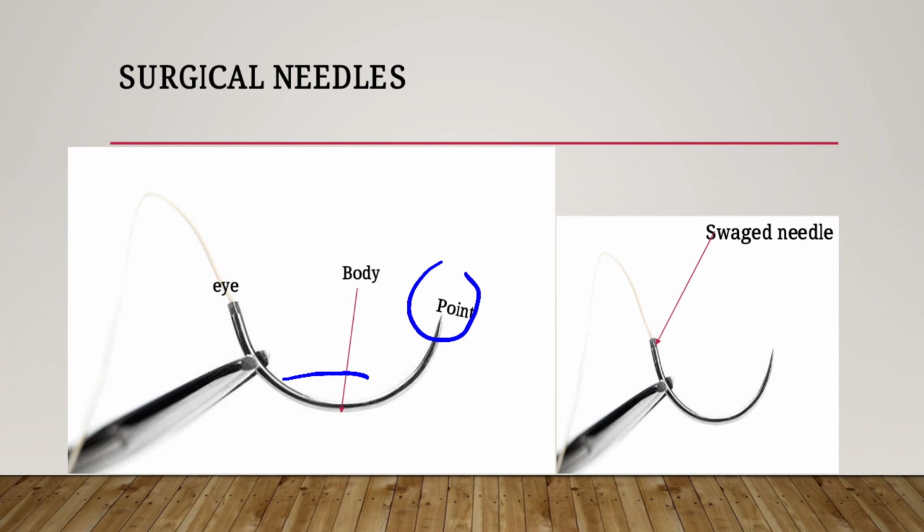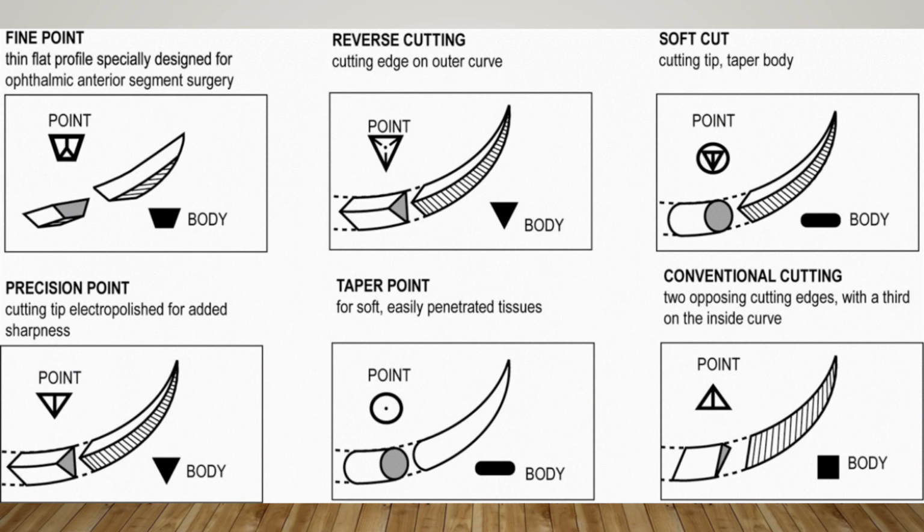Sometimes needles come swaged, where the suture material is attached to the needle. It is better than the non-swaged needles because it minimizes the puncture to the tissues. There are various types of surgical needles on the basis of their tips, and there are also various types on the basis of their diameter or the circle of their body.